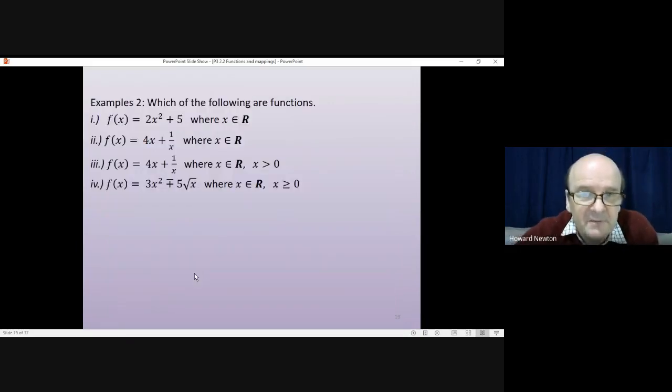Okay, second set of examples for you to have a go at. Bearing in mind what we've just said, try and decide which of these four functions are functions. Which of them keep the rules for being a function? Pause the video, have a go, start it again when you're ready.